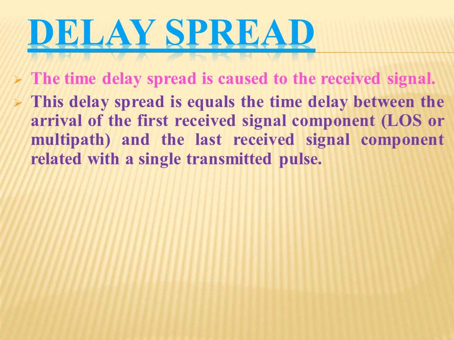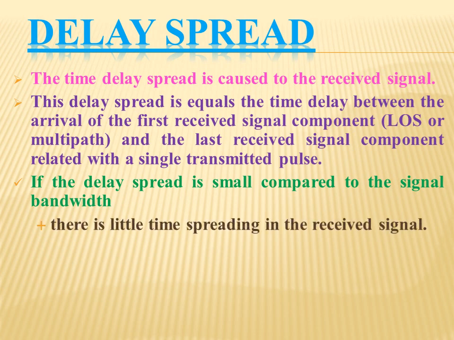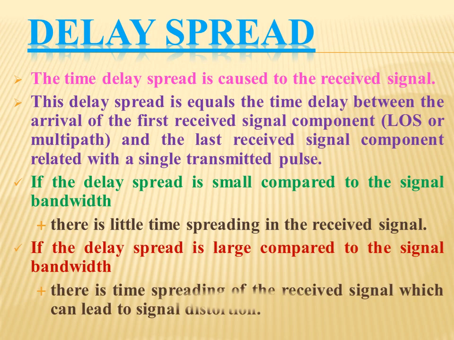Coherence bandwidth has a relation with the delay spread, as coherence bandwidth is inversely proportional to the delay spread. If delay spread is small compared to the signal bandwidth, then there is little time spreading in the received signal. If the delay spread is large compared to the signal bandwidth, then there is a time spreading of the received signal, which can lead to signal distortion.